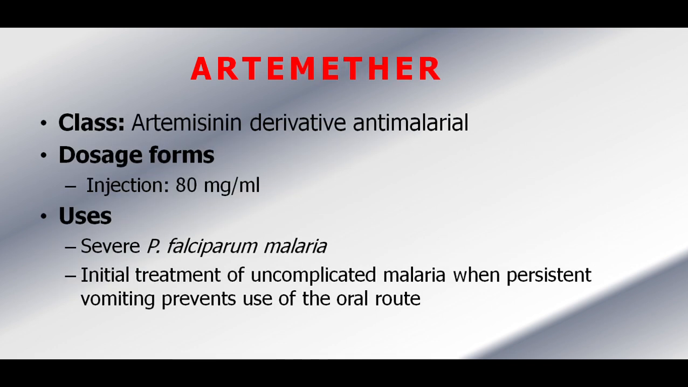So, the next drug that we are going to look at is artemether. Its class is artemisinin derivative antimalarial. The dosage form we have is an injectable which contains 80 mg per ml. So uses: 1. It's used in severe P. falciparum malaria. Then 2. Initial treatment of uncomplicated malaria when persistent vomiting prevents use of oral route.